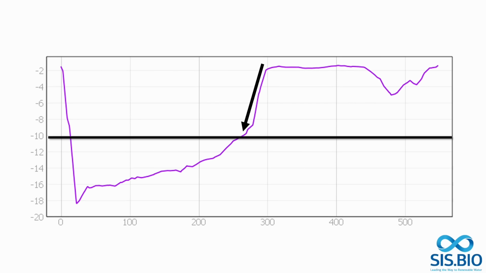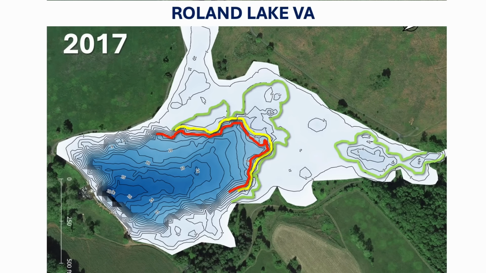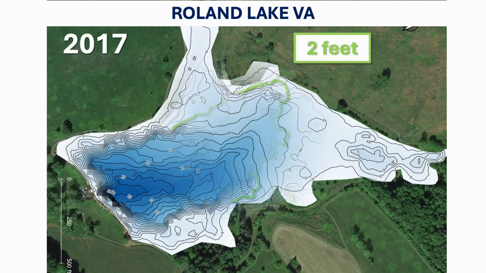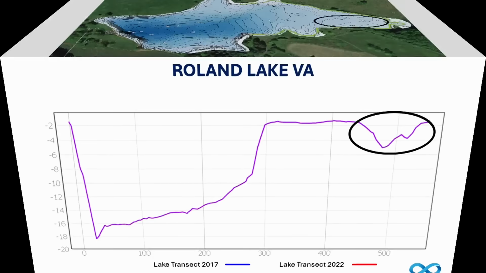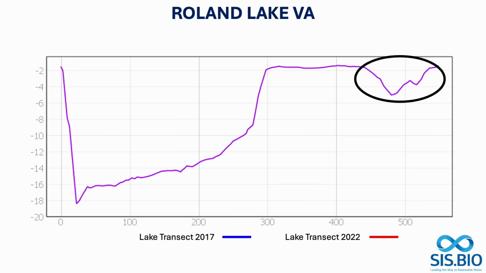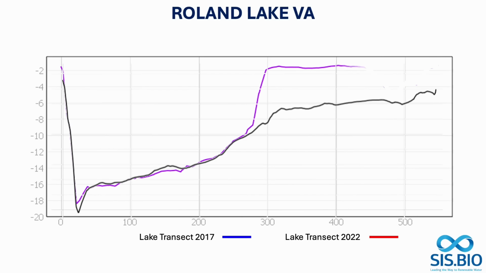Now, let's compare how the lake looked in 2022, after 5 years of biodredging. We see the 2 foot contour in 2017 and compare it to where it was in 2022. And you can see how that whole shallow area of the lake has been opened up and deepened. Where there used to be a hole in the shallow area, that's completely disappeared because it has been biodredged away and the whole profile of the lake has completely changed.